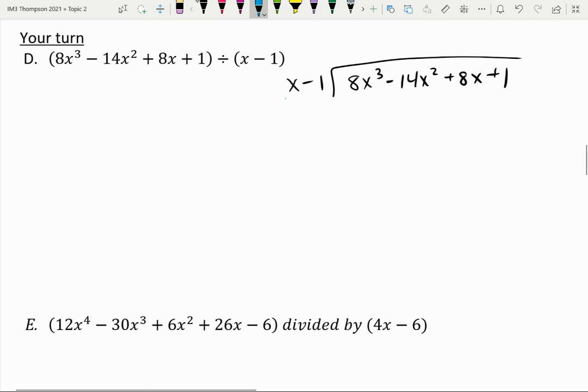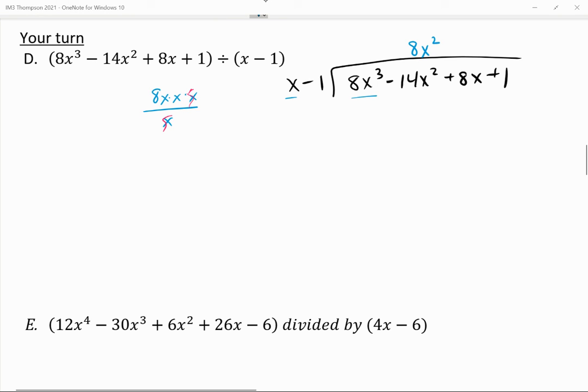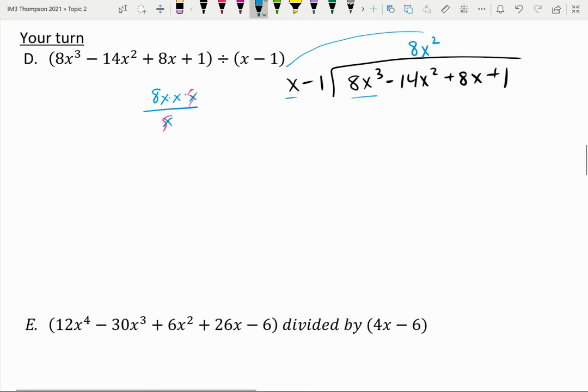Okay. So you start with x goes into 8x cubed, 8x squared times. If you're struggling with the division, remember 8x cubed is 8x times x times x, and then I'm dividing by x. One of these x's cancels, and I'm left with 8x squared. So that's what goes in my x squared column. Then I distribute: 8x squared times x is 8x cubed. 8x squared times minus 1 is minus 8x squared.